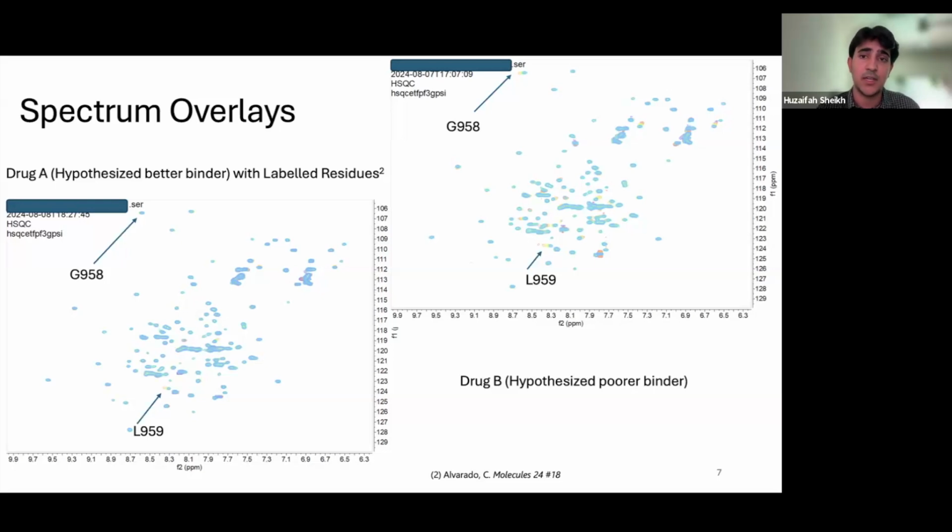And as you can compare visually, which we do in chemical shift perturbation analysis as well, how these residues change over the course of the titration, with the lowest titration being in blue and the highest titration being in red.